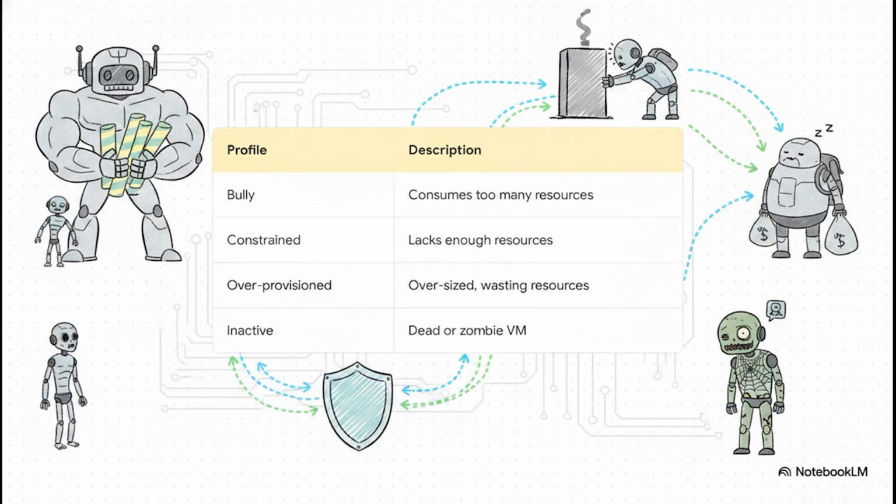First, you have the bully VM. This one consumes way too many resources and literally starves its neighbors. Next up, the constrained VM. This poor thing doesn't have enough resources to handle its workload, which creates massive performance bottlenecks. Then, on the flip side, we have the over-provisioned VM. This one is drastically oversized, just hoarding and wasting resources it never even uses. And lastly, the inactive VM, which is either completely dead or doing so little it's practically a zombie. The entire goal of VM right-sizing is to identify these profiles, take resources out of wasteful states, like over-provisioned or inactive, and shift them over to productive states to relieve those constrained VMs.